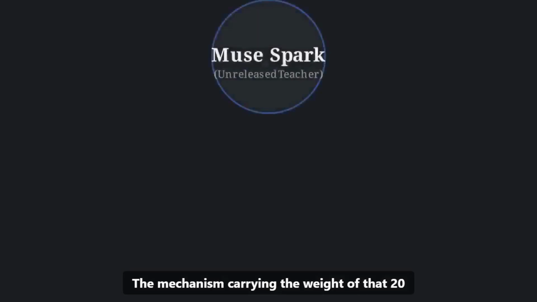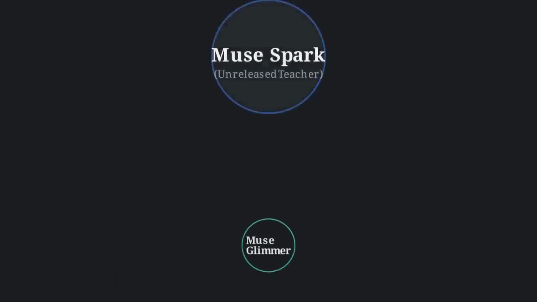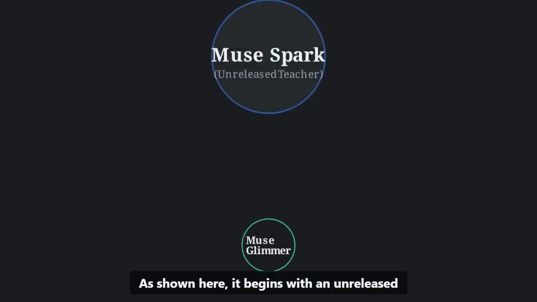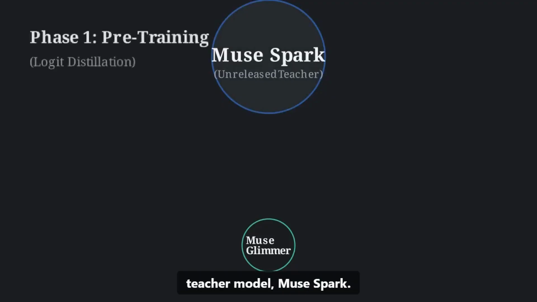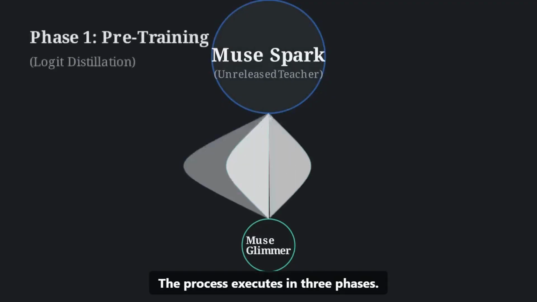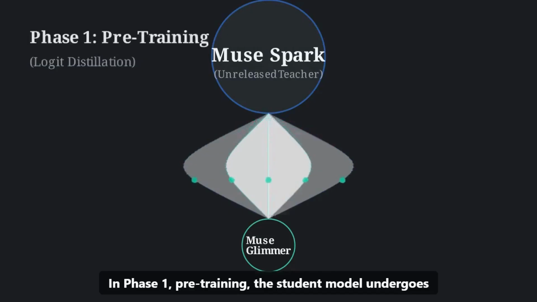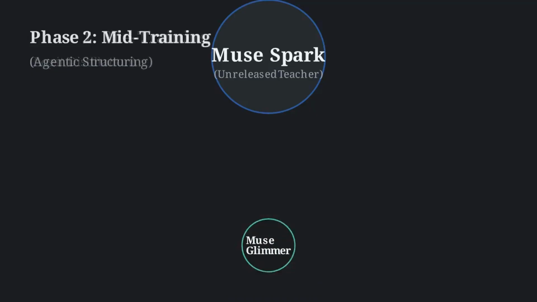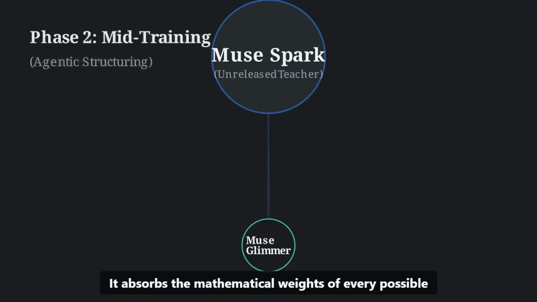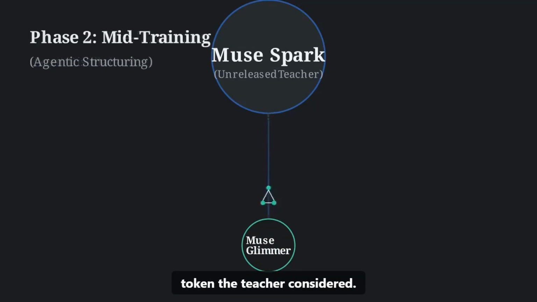The mechanism carrying the weight of that 20-gigabyte footprint is Meta's distillation pipeline. As shown here, it begins with an unreleased teacher model, Muse Spark. The process executes in 3 phases. In phase 1, pre-training, the student model undergoes logic distillation. Rather than just copying the finalized text output, the student learns from the teacher's full probability distribution. It absorbs the mathematical weights of every possible token the teacher considered.